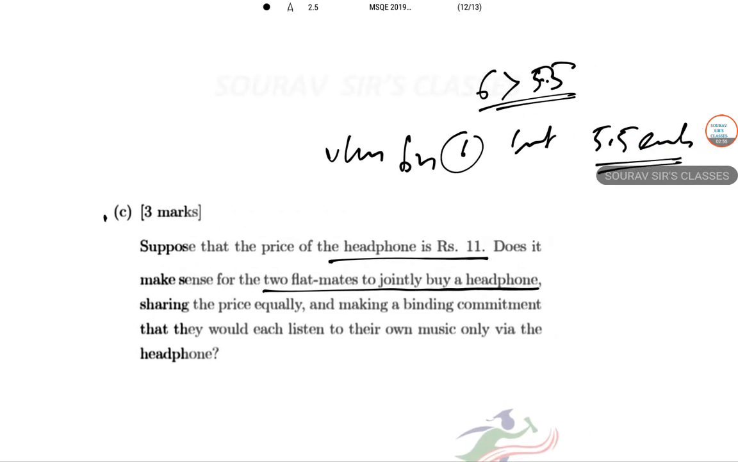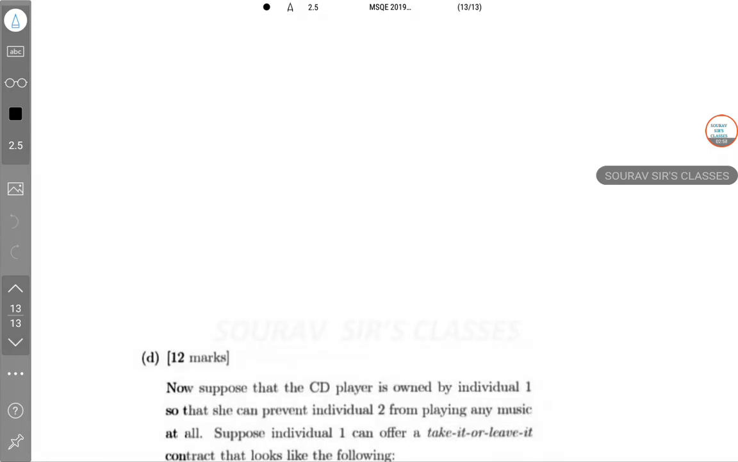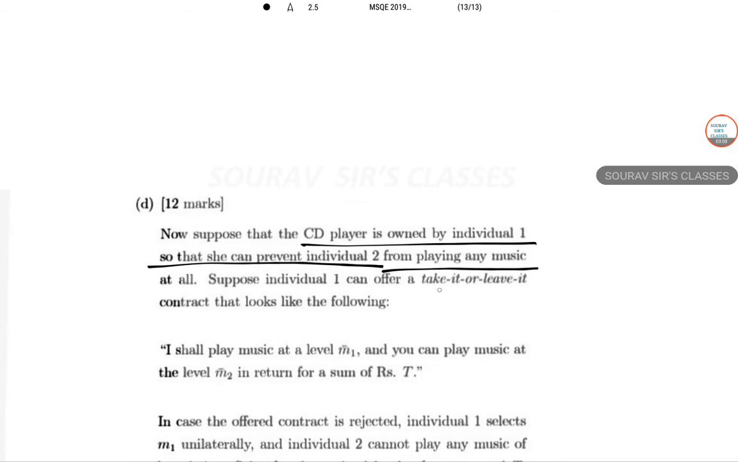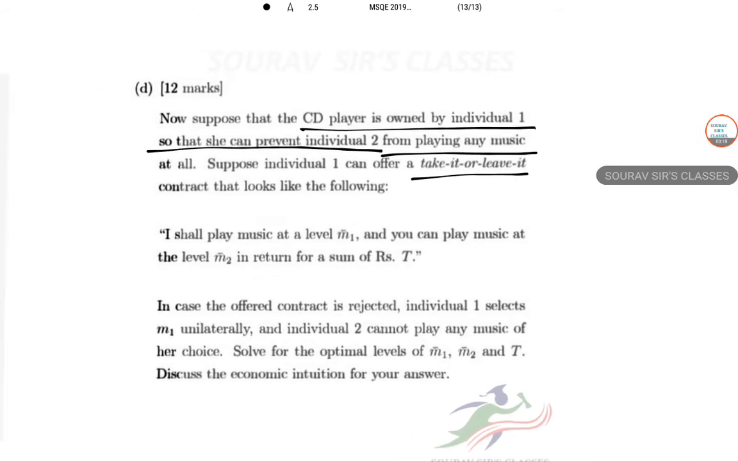Last part. Now suppose that the CD player is owned by individual 1, so that she can prevent individual 2 from playing the music at all. Suppose individual 1 can offer take-it-or-leave-it contracts that look like the following: I shall play the music at level M1 and you can play the music at level M2 in return for a sum of rupees T. In case the contract is rejected, individual 1 selects M1 unilaterally and individual 2 cannot play music of her choice. Solve the optimal problem in this case.